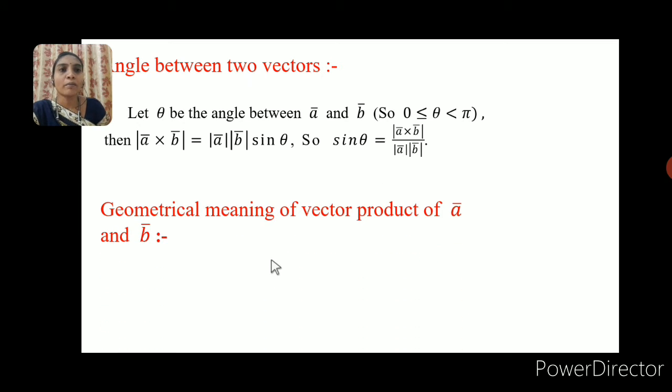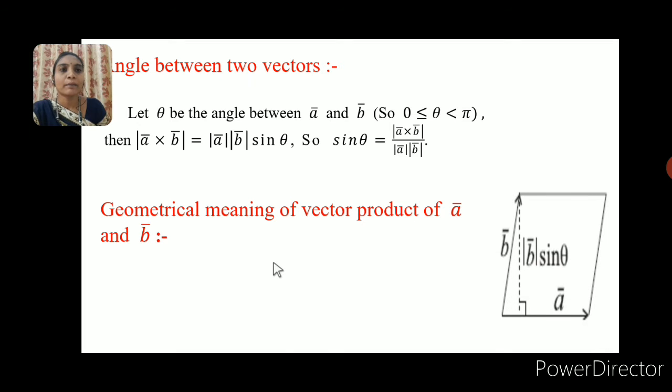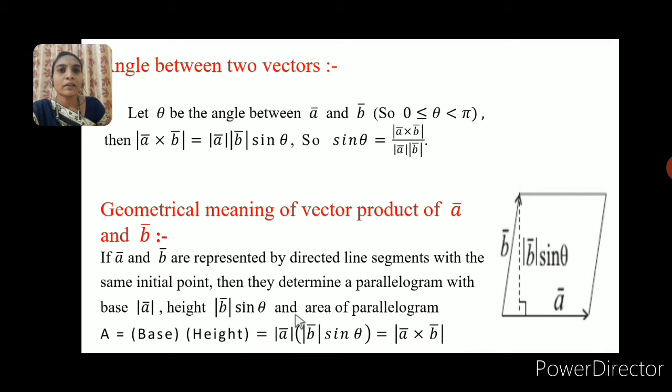Geometrical meaning of vector product of a bar and b bar. If a bar and b bar are represented by directed line segments with the same initial point, then they determine a parallelogram with the base magnitude of a bar and height magnitude of b bar sin theta, and area of parallelogram capital A is equal to base into height, is equal to, base is magnitude of a bar and height is magnitude of b bar into sin theta, which is equal to magnitude of a bar cross b bar.